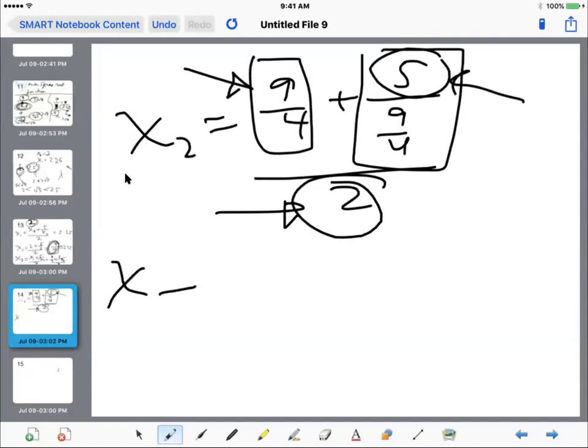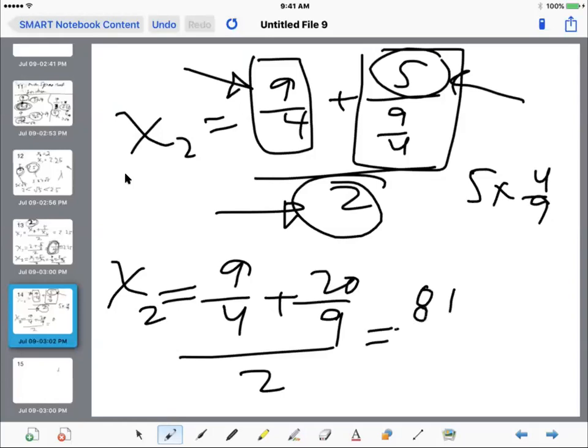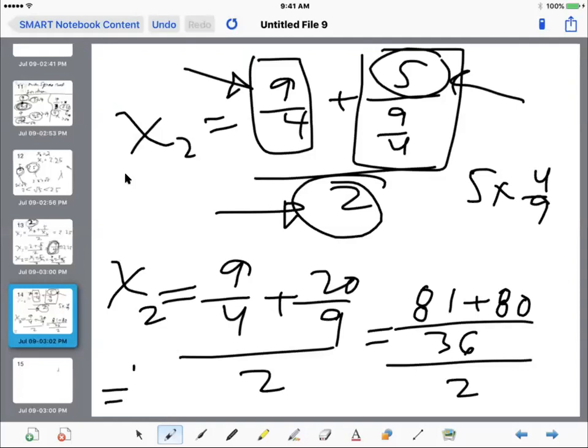Here's what I think doing the arithmetic like this: 5/9 is 20/9. I did that by doing 5 × 4/9. Then I get common denominator of 36. So I get 81/36 plus 80/36, over 2. And the exact answer is 161/72.